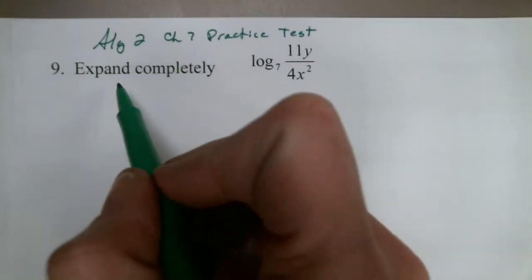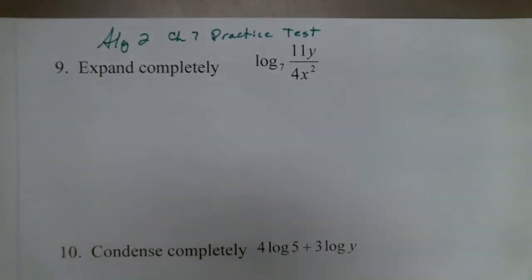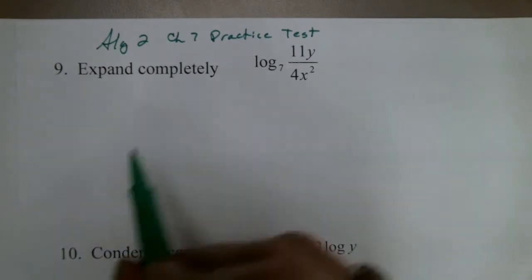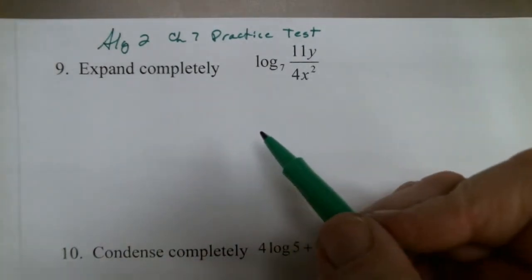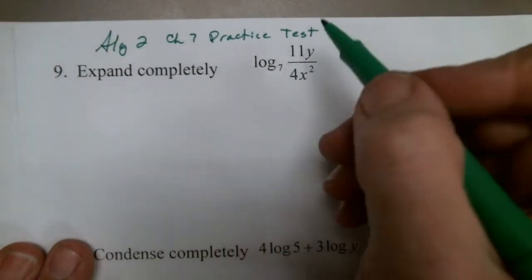Hi, this is the Algebra 2 Chapter 7 practice test. We're going to do 9, 10, and 11 in this short video. If you have any questions, be sure you check with me later, but you can always rewind this and go back or pause it or fast forward it if there's something you don't like.